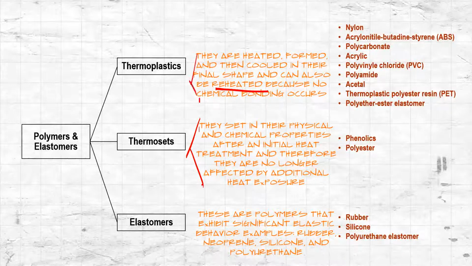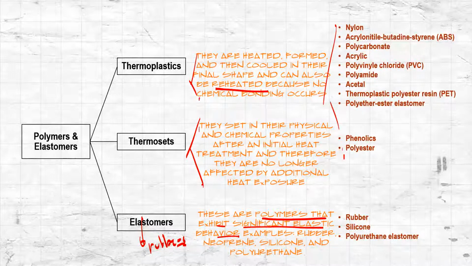Elastomers are basically a type of polymer that exhibits significant elastic behavior, so actually the rubbers. And right here we have many specific types of thermoplastics or polymers, let's say nylon, polycarbonate, PVC, polyamide, and things like that. You can just check our past video regarding the description of these types of engineering plastics.